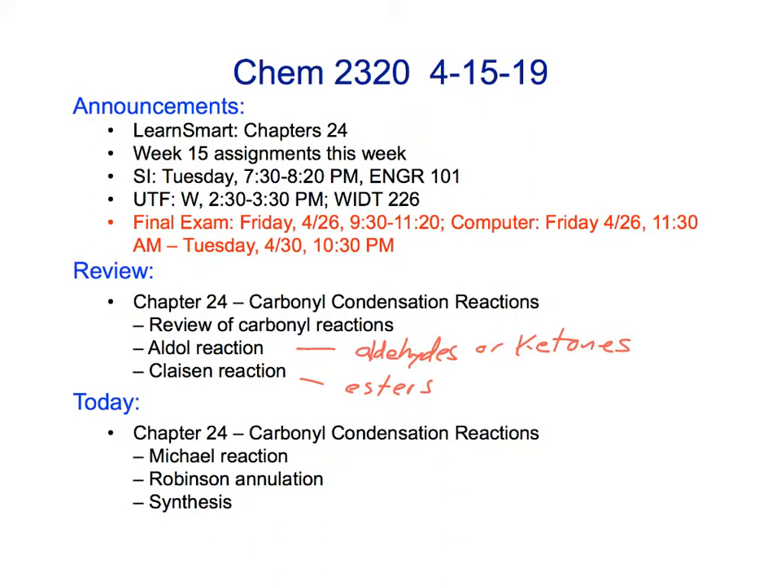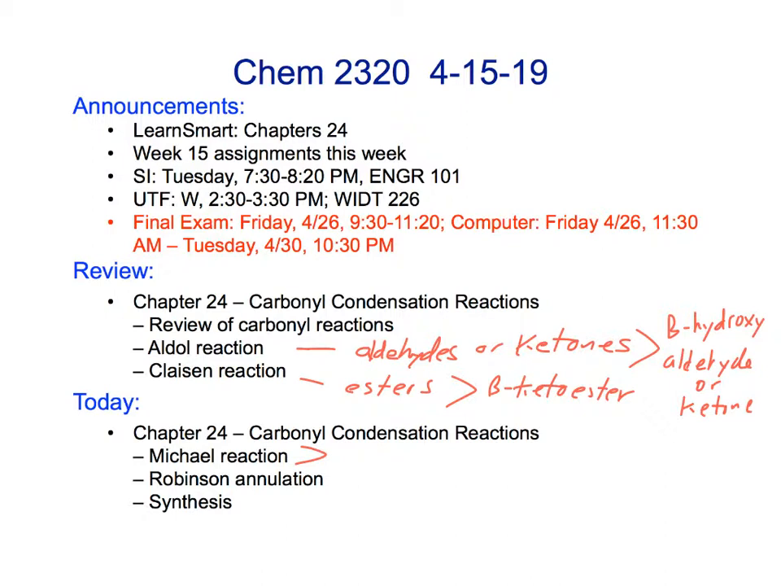The aldol reaction would at least initially give a beta hydroxy aldehyde or ketone, depending on what we started with. Hydroxy is an alcohol. And the Claisen gives us a beta keto ester. So we're going to look at one more reaction here.